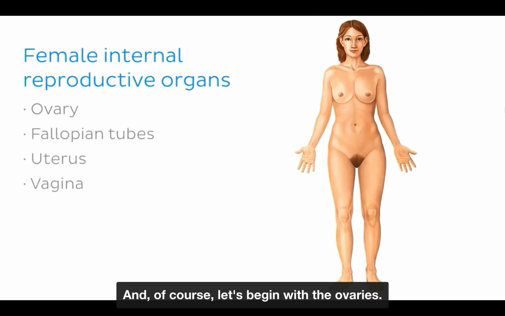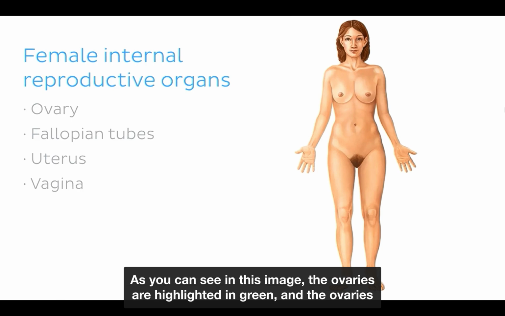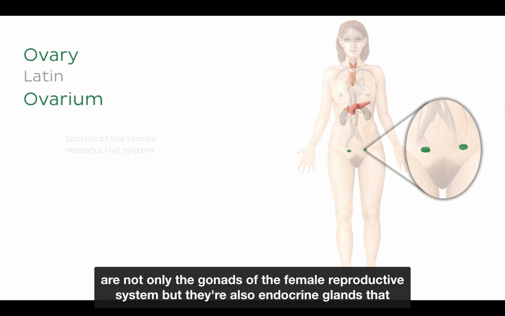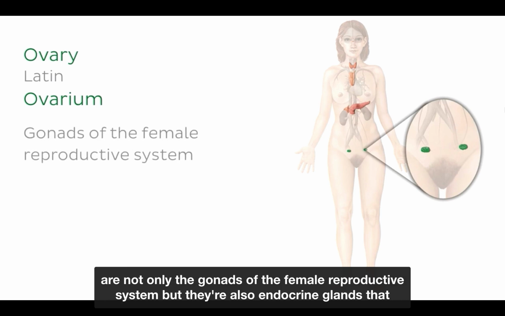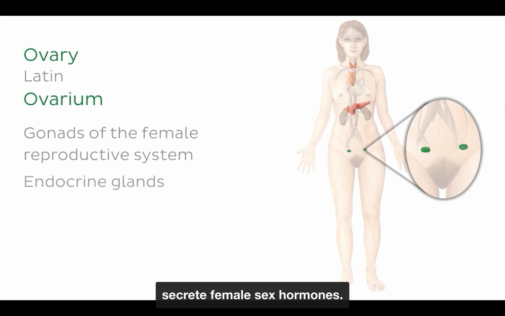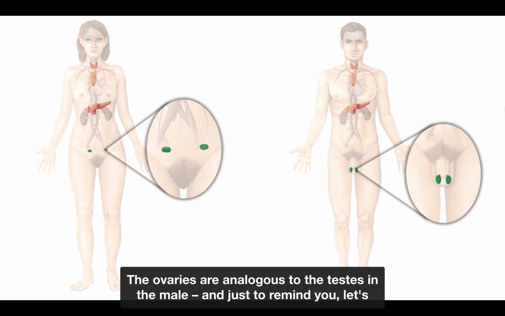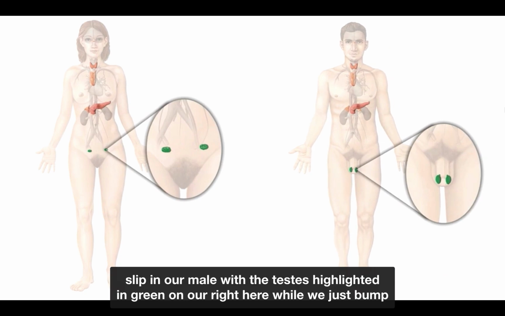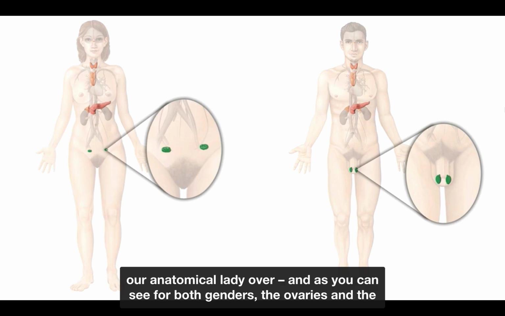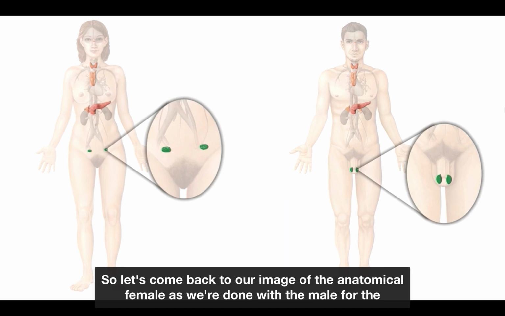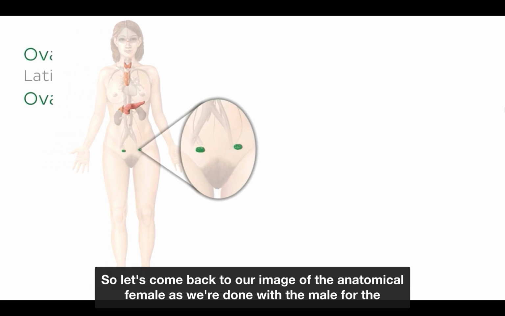And of course, let's begin with the ovaries. As you can see in this image, the ovaries are highlighted in green, and the ovaries are not only the gonads of the female reproductive system, but they're also endocrine glands that secrete female sex hormones. The ovaries are analogous to the testes in a male, and just to remind you, let's slip in our male with the testes highlighted in green on our right here, while we just bump our anatomical lady over. And as you can see for both genders, the ovaries and the testes are both located in the region of the pelvic cavity.